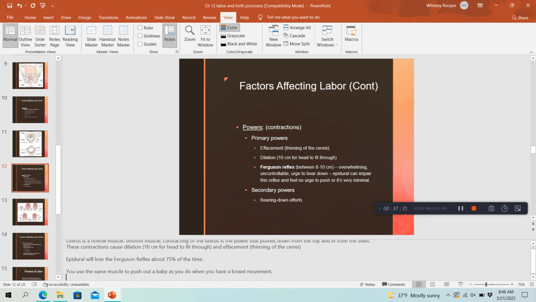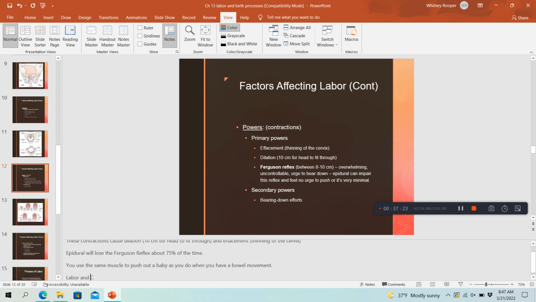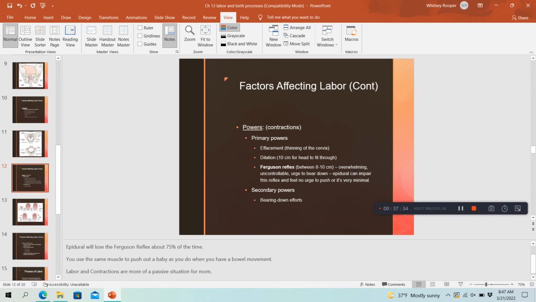Now, when the Ferguson reflex starts and the patient becomes 10 centimeters dilated, now that is the active part. The mom actively bears down, pushes with contractions, only with contractions, not when she's not having contractions. And between the contraction and her bearing down efforts, the baby is born. So you can see it's a two-part thing. You've got the contractions and you've got the mom's efforts. So if you have the contraction, but you don't have the mom's efforts, it's going to be really hard to get the baby out. So what do we do?